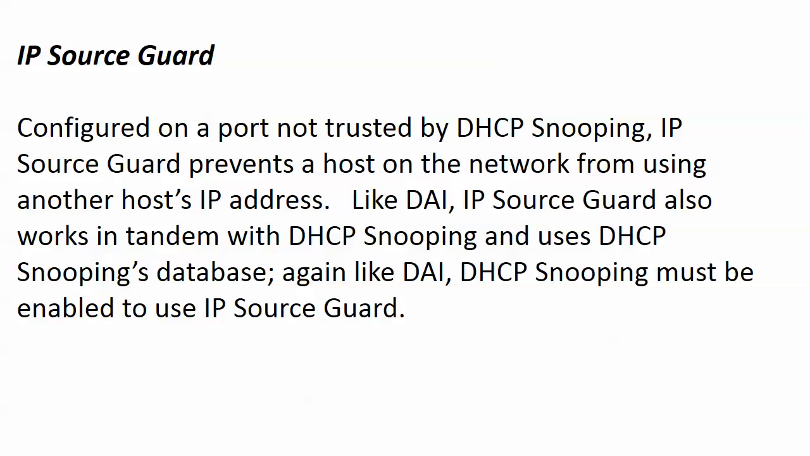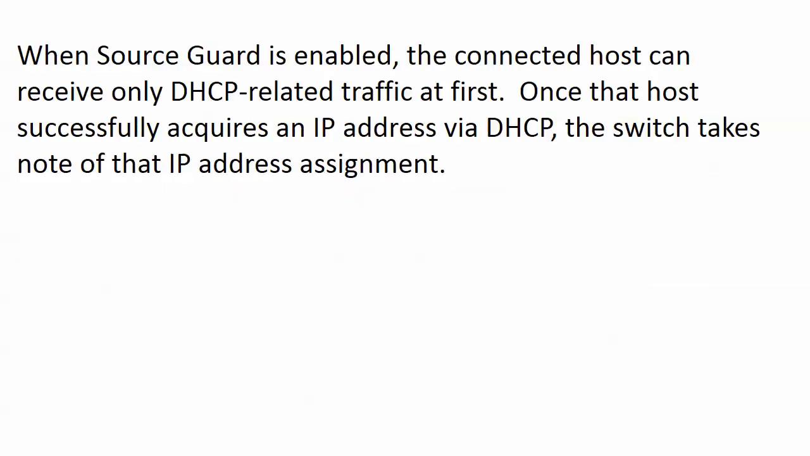IPSG. You're going to configure it on a port that is not trusted by DHCP snooping, but when DHCP snooping is running. Now, IP Source Guard prevents a host on the network from using another host's IP address. It is guarding the source IP address. Now, just like dynamic ARP inspection, IPSG works in tandem with DHCP snooping and uses DHCP snooping's database. So we've got to have DHCP snooping enabled on the switch globally and for any VLANs that we're also using IP Source Guard on. So a lot going on there as far as prerequisites.